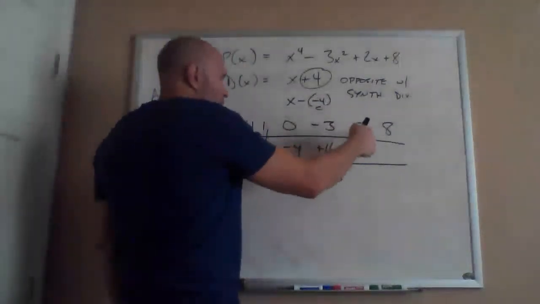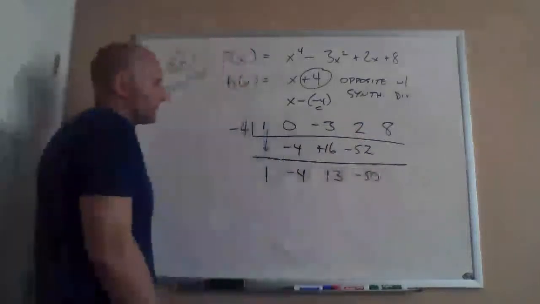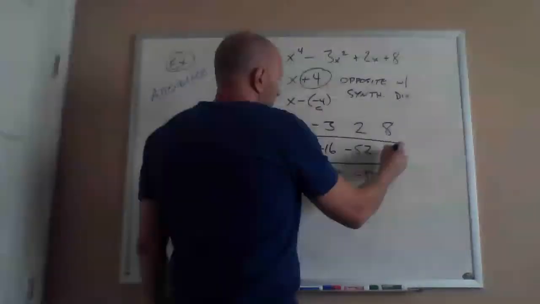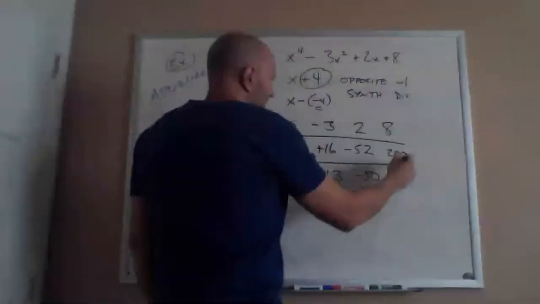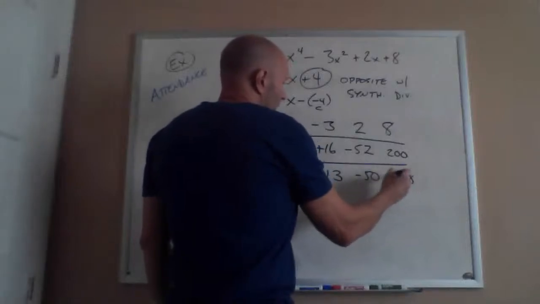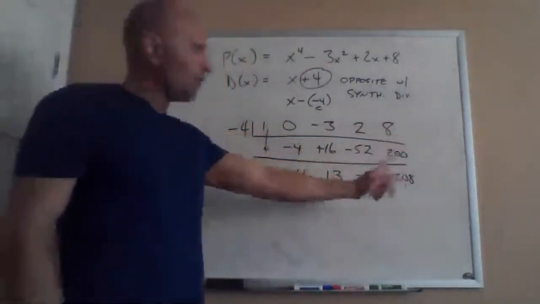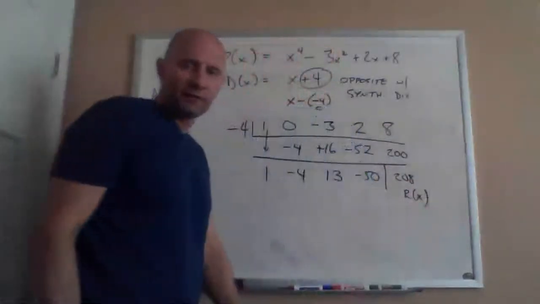Again, add down. 2 minus 52 is -50. And then -4 times -50 is positive 200. Add these down. 8 plus 200 is 208. The last number in the row is always our remainder, r of x.